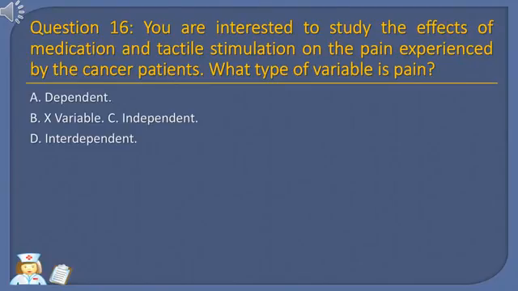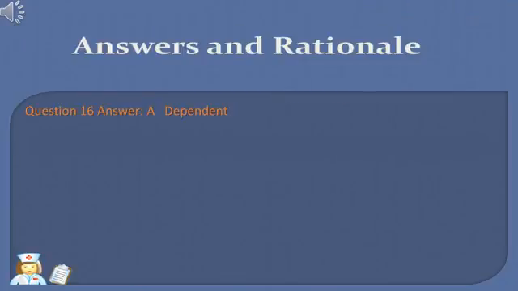Question 16. You are interested to study the effects of medication and tactile stimulation on the pain experienced by cancer patients. What type of variable is pain? A. Dependent. B. X variable. C. Independent. D. Interdependent. Question 16 answer: A. Dependent.